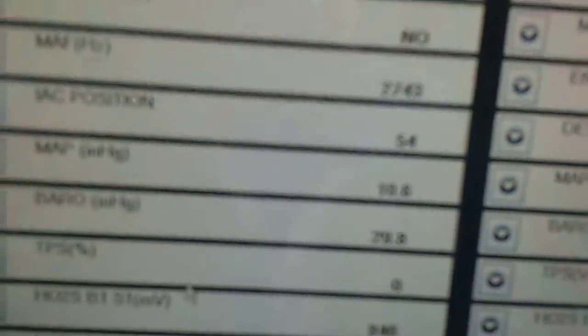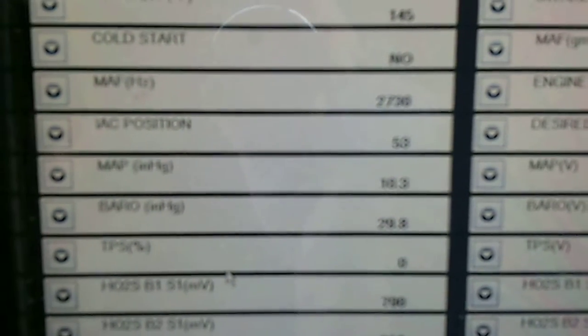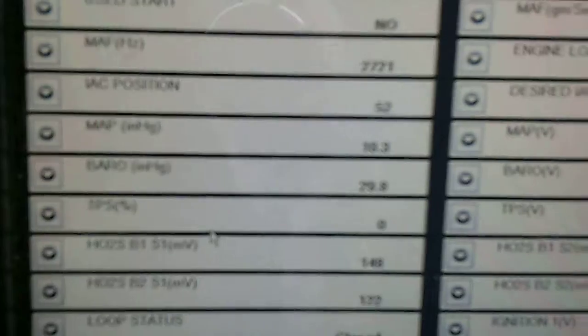Engine load, desired idle. Desired IAC. Remember that IAC motor that was 121 before? Now it wants 52. And if we look back at it, our idle position is 53 or so. 52, and it wants 52. Okay, so this is what it wants, and this is what it really is.